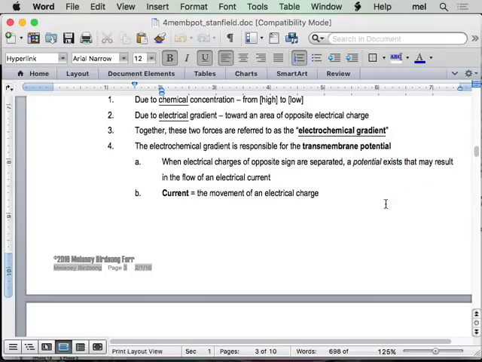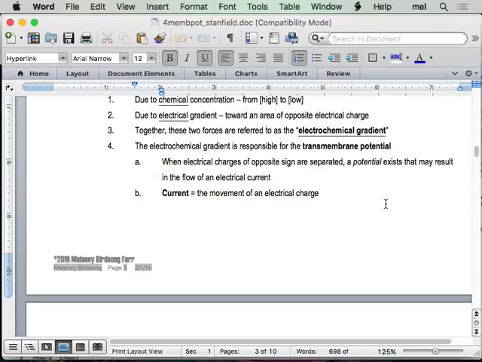And the electrochemical gradient is responsible for the transmembrane potential. The electrochemical gradient is responsible for the potential for ions to move across the membrane. Do you see the relationship of the terms? Okay. The electrochemical gradient that I just worked on setting up is responsible for the potential that ions will move transmembrane. Is that okay?